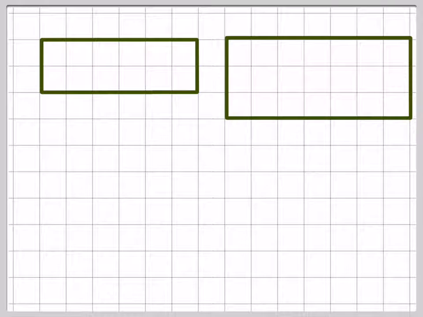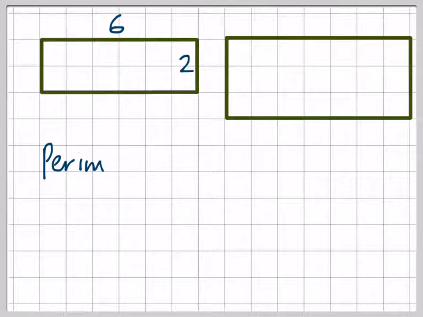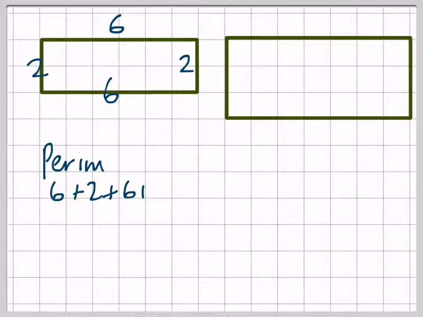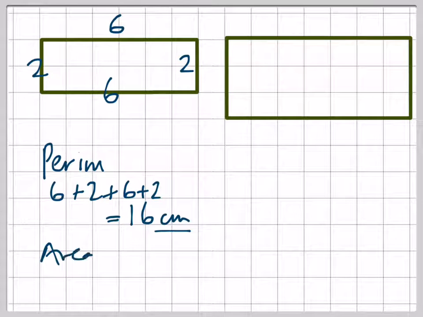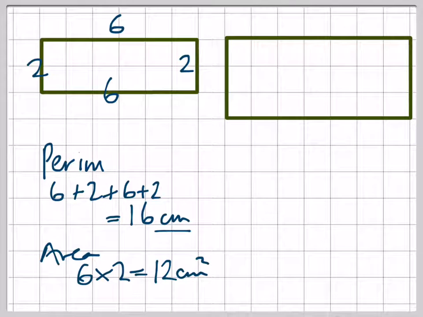So here's a couple of examples. On these examples we have a length of 6 and we have a width of 2. So if it's in centimetres, our perimeter would be 6 add 2 add 6 add 2, which would give us 16 centimetres altogether. If we looked at our area, we would need 6 times 2, which gives us 12 centimetres squared.